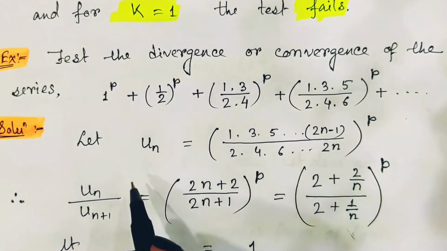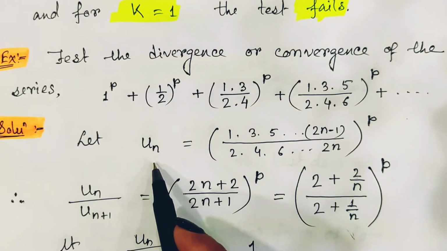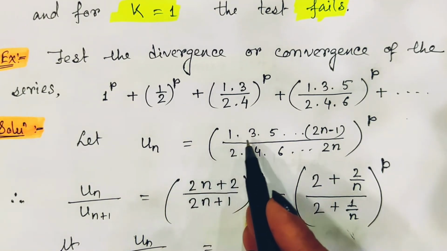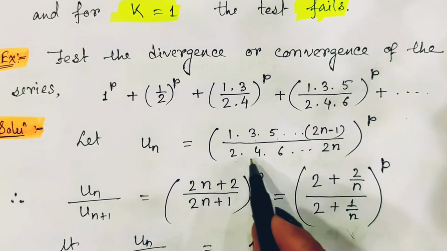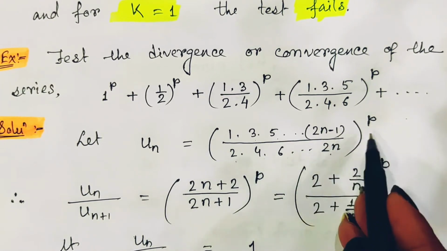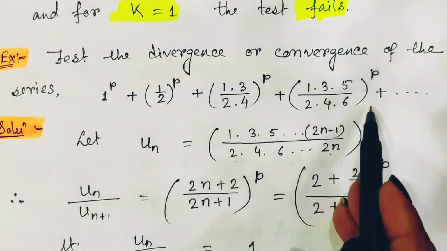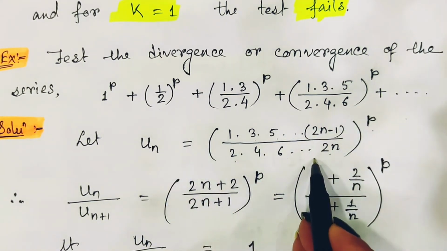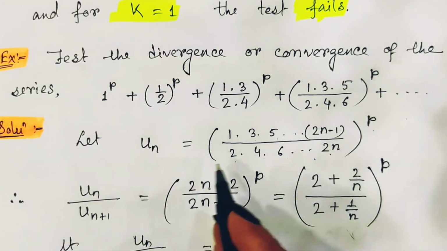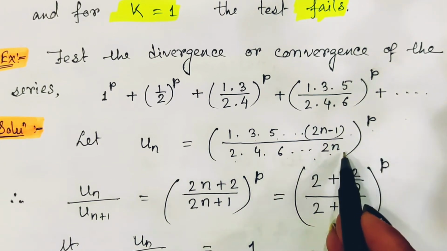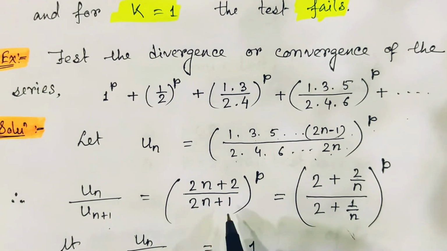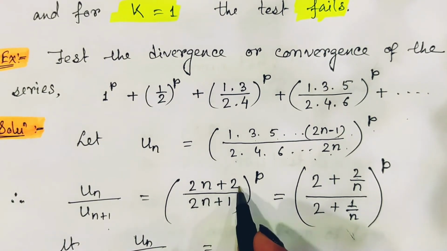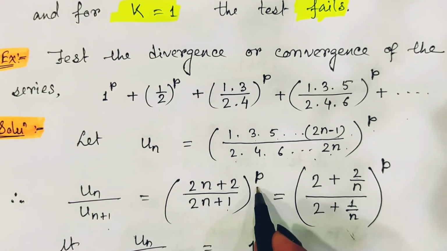So obviously at first we should find out what is our un. So un is 1 into 3 into 5 into, in this way, 2n minus 1 divided by 2 into 4 into 6 up to 2n, whole to the power p. Just observe the terms, accordingly we will find out our un. So un plus 1 is what? That is obviously one more term here and one more term here. Now if we take the ratio of these two, then we will find out it is 2n plus 2 divided by 2n plus 1 whole to the power p.